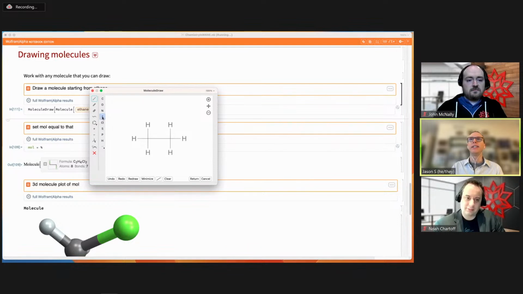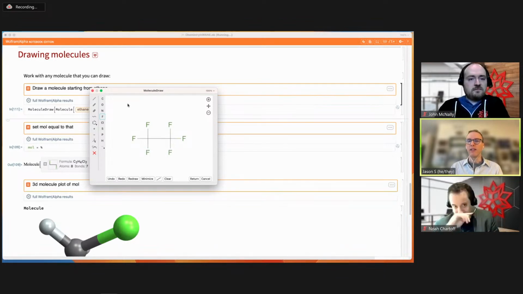I could also do something like this, where we put all the fluorines here, and we have the completely fluorinated version of ethane. Whether or not you have a synthetic route to make this in the laboratory, the system has no knowledge of that and is doing no error checking. So you can make whatever molecule you can draw or imagine, whether or not it's a stable, viable molecule.